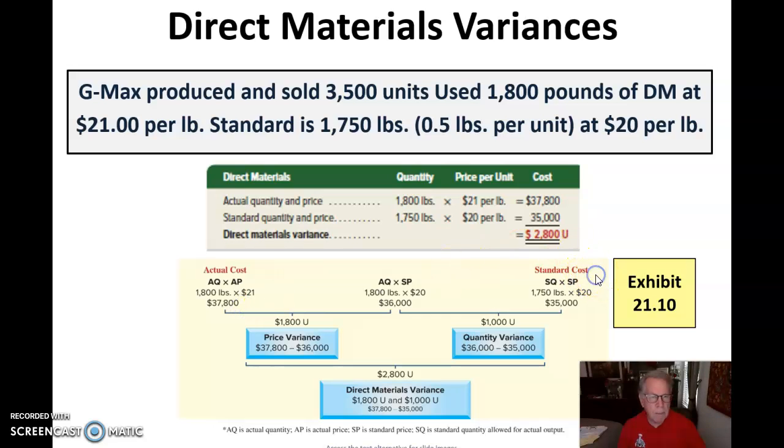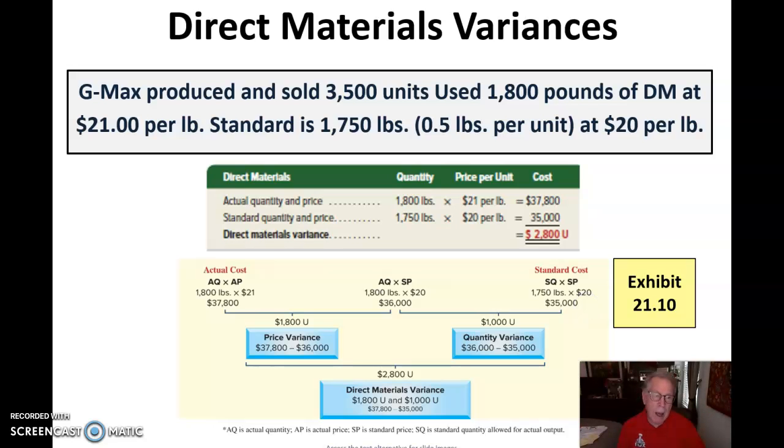Over on the right side, I'm going to use standard. Always do quantity first. Standard quantity times standard price. So our standard was $1,750. You can see that that's flexible. That's based on the actual amount that we used here. So you can see why those flexible budgets tie into this theory. And our standard price per pound was $20. So I multiply that through, that's $35,000.